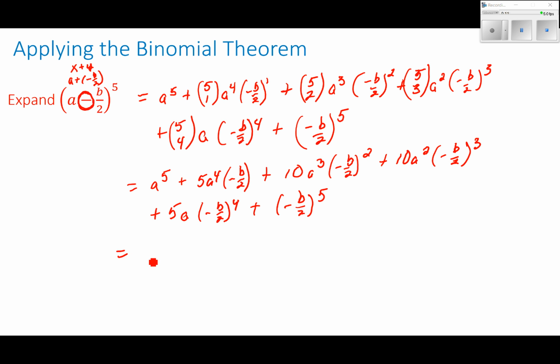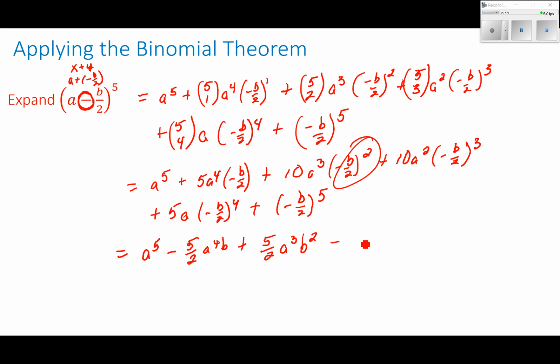You can take this one step further. A to the fifth stays. 5a to the fourth times a negative b over 2 makes this a negative 5 halves, because we're multiplying all the way through, a to the fourth b. Plus, on this one, negative b over 2 squared would be negative b squared all over 2 squared, so it's really over 4. And so this is 10 over 4, which simplifies to 5 halves. So this is 5 halves, a cubed, b squared, and it's plus because we're squaring a negative value.